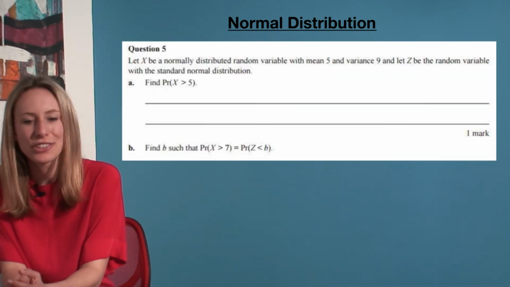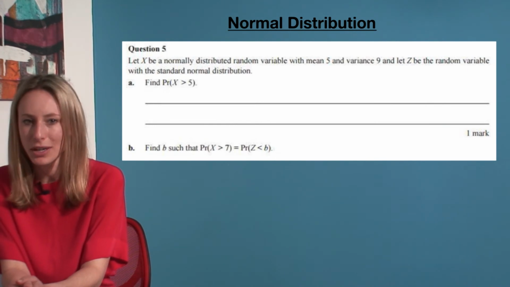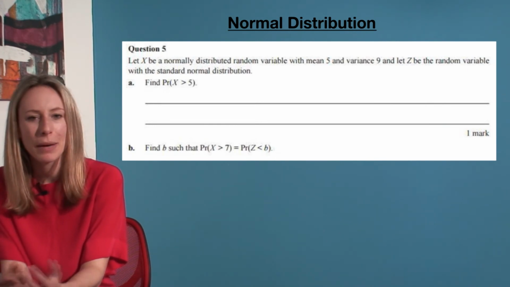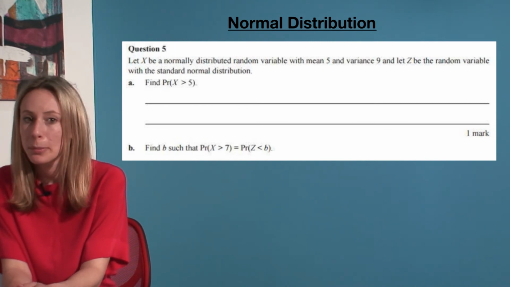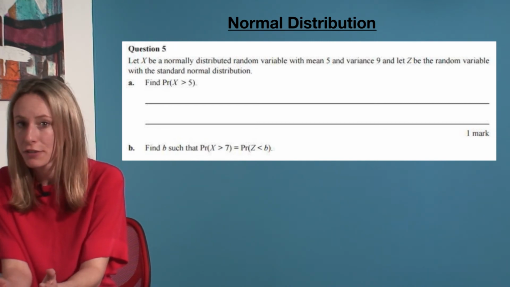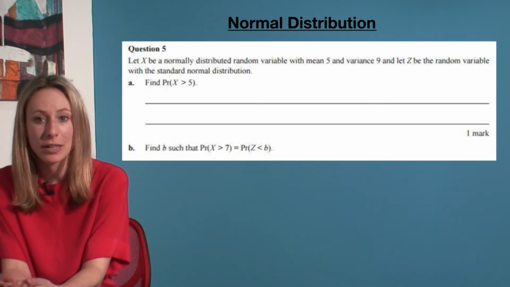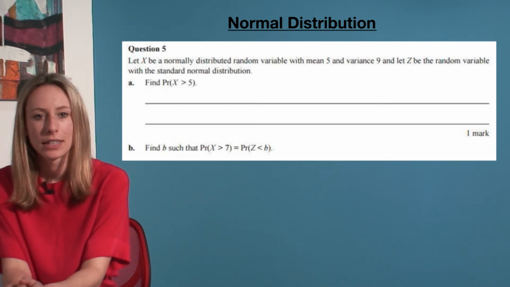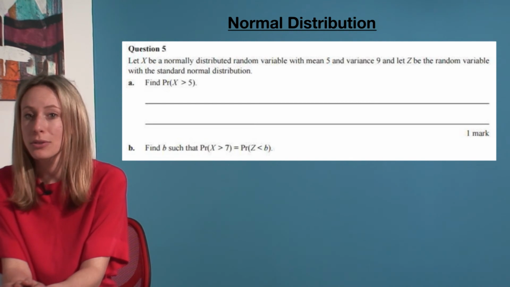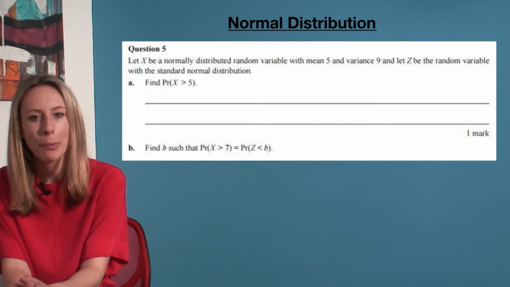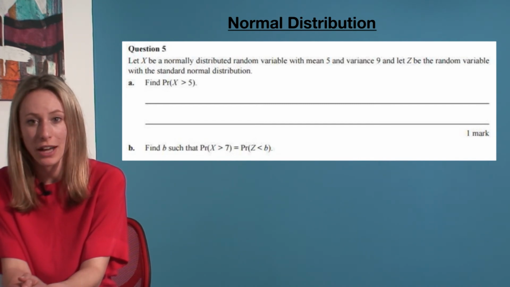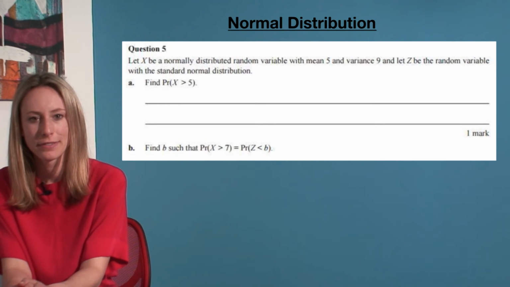Let's take a look at question 5 from the 2010 Exam 1. If we first look at part A, the answer is not that hard to find. We need to find the probability that x is greater than 5 for a normally distributed random variable with a mean of 5. Given that normal distributions are symmetrical, we know that 50% of the distribution lies on either side of the mean. Therefore, the probability that we get a response greater than 5 is 0.5.